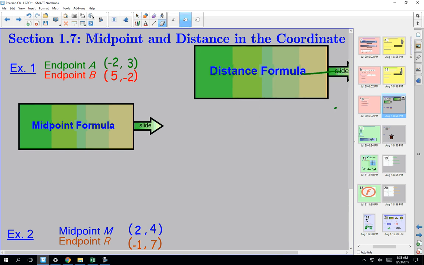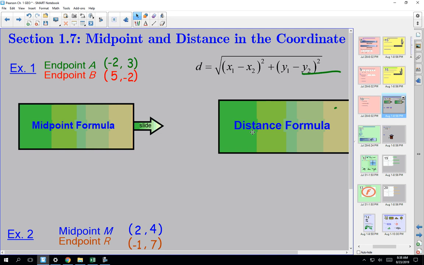If I can get this to work. Okay, there we go. So the distance formula is that d equals the square root of x1 minus x2 squared plus y1 minus y2 squared. And I can show you where that comes from.